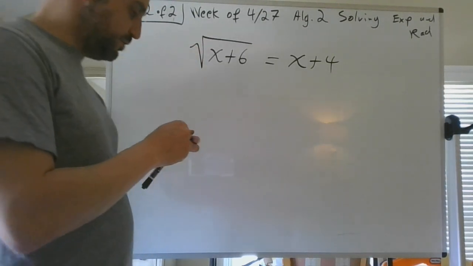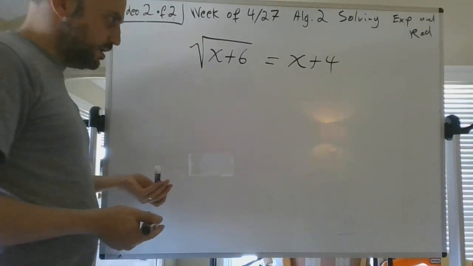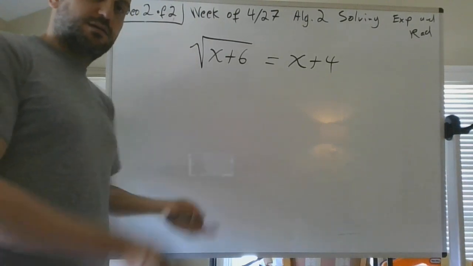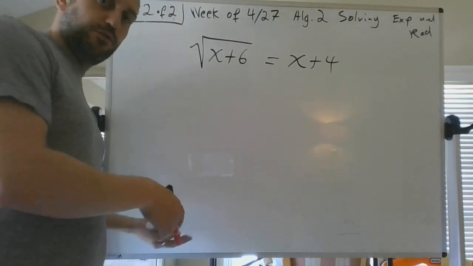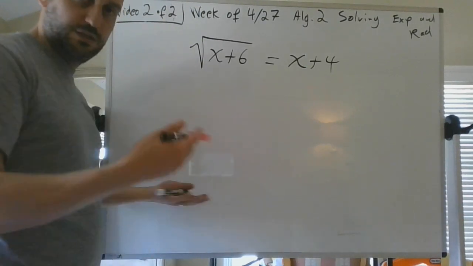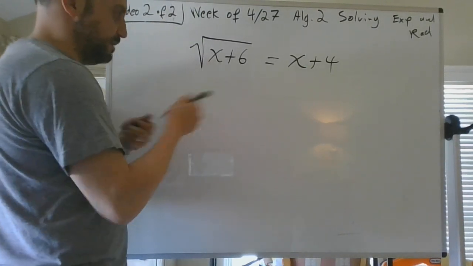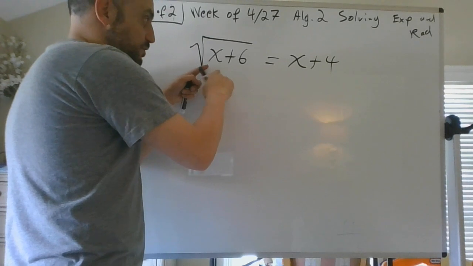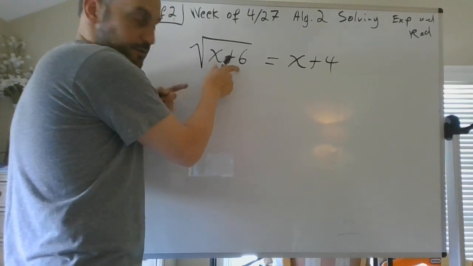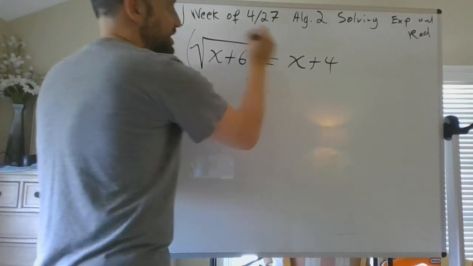How do you get rid of a square root? Well, just like our last problem. Square root, you square it. Cube root, you cube it. Fourth root, power of 4, and so on. So if this is the square root, I'm going to square it. But remember, it's the square root of x plus 6. The entire thing is a square root. So I'm going to square the entire thing.